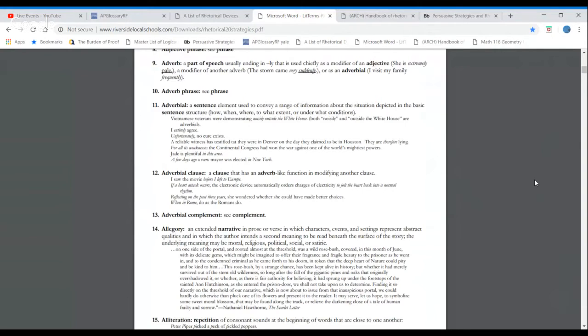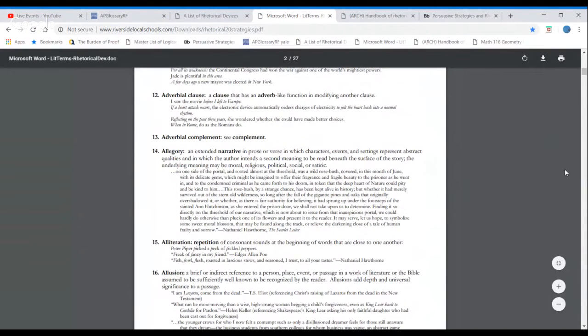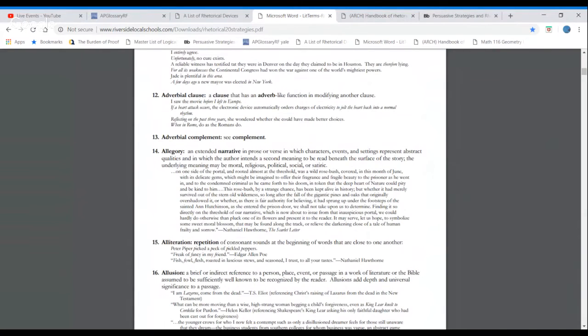Adverb clause. Allegory, an extended narrative in prose or verse in which characters, events, and settings represent abstract qualities, and in which the author intends a second meaning to be read beneath the surface of the story. The underlying meaning may be moral, religious, political, social, or satiric.